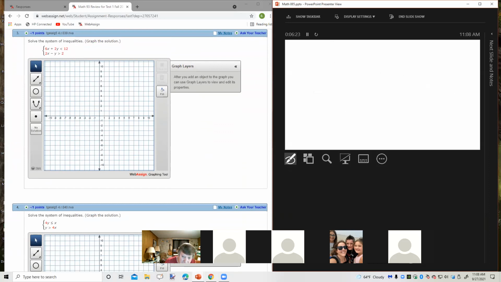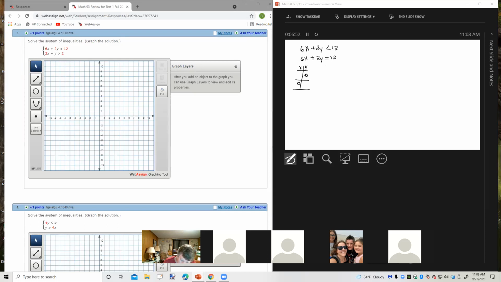So my first one is 6x plus 2y less than 12. Okay. So I'm going to look at the equation 6x plus 2y equals 12. I'm going to use 2 points. I'm going to use the x and y intercepts. Basically, what I'm doing right now is exactly what I did on the previous problem.